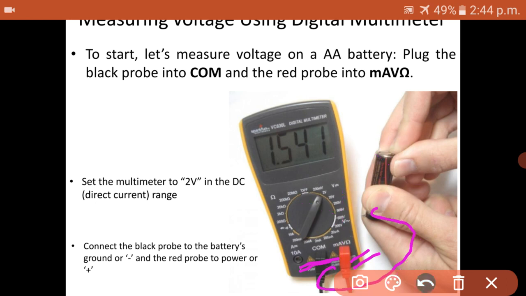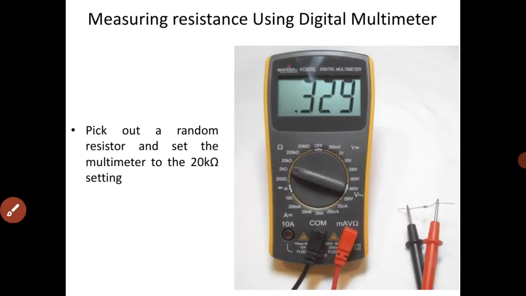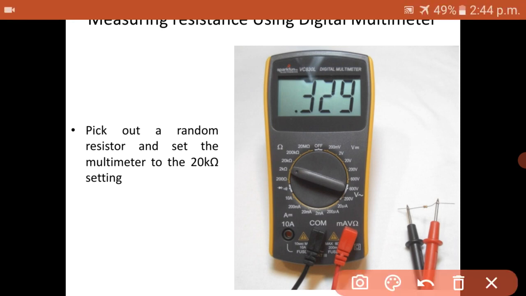Next, we can measure the next quantity. Measuring resistance using a digital multimeter. How can we measure the resistance? Here in this image we can see one resistance is used.